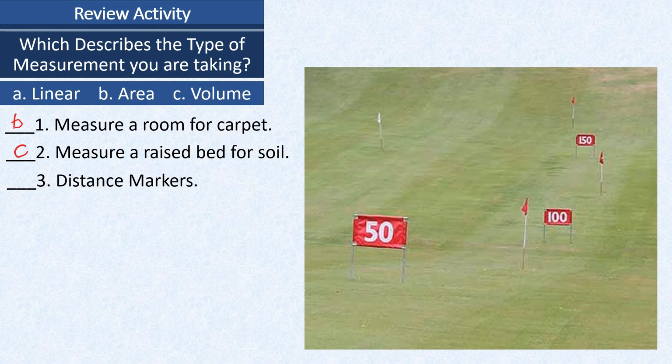Next, distance markers. Now, these look like markers on a driving range of a golf course. So that'd be 50 yards, 100 yards, 150 yards. So what type of measurement are these giving us? Linear, area, or volume? That will be length, right? Distance, that's linear.